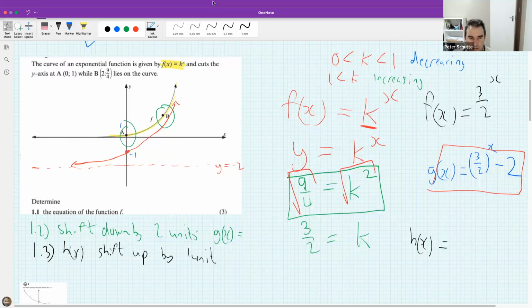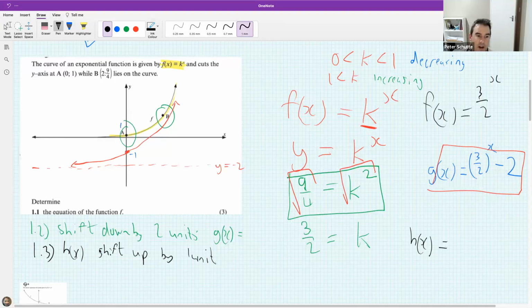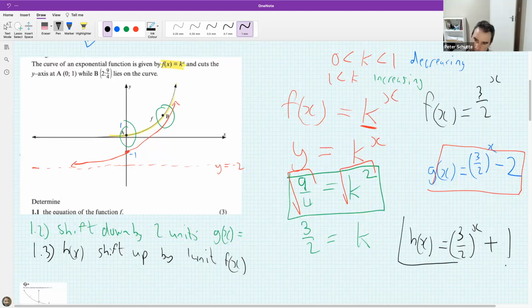So if h of x is shifting f of x up, I should say where I'm going from. I'm referring to f of x, and f of x was just this one, so h of x would become 3/2 to the power of x plus 1. If you wanted to visualize it, you have to have your asymptote going along and the graph going up here.